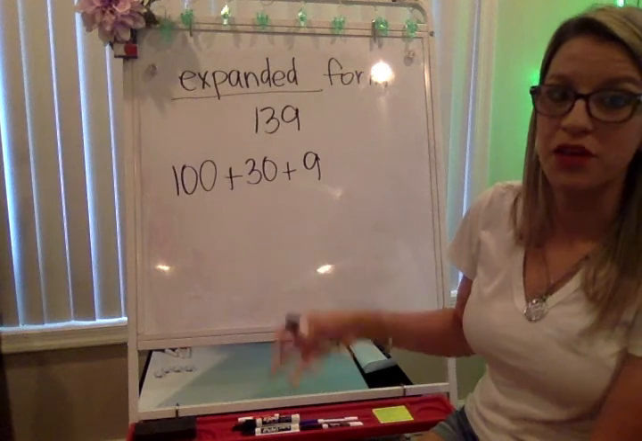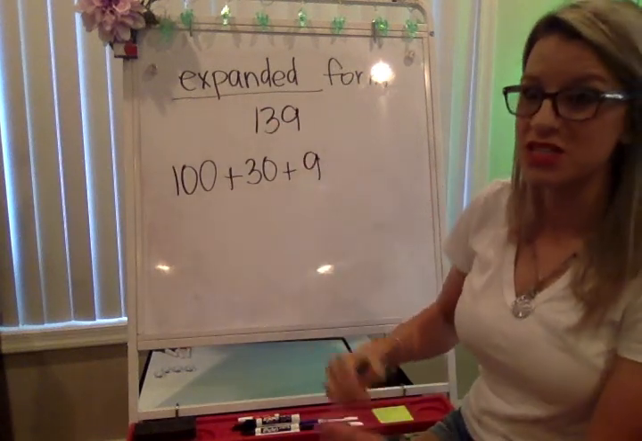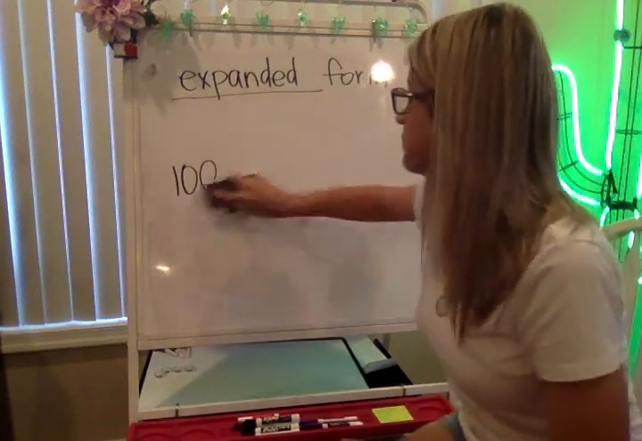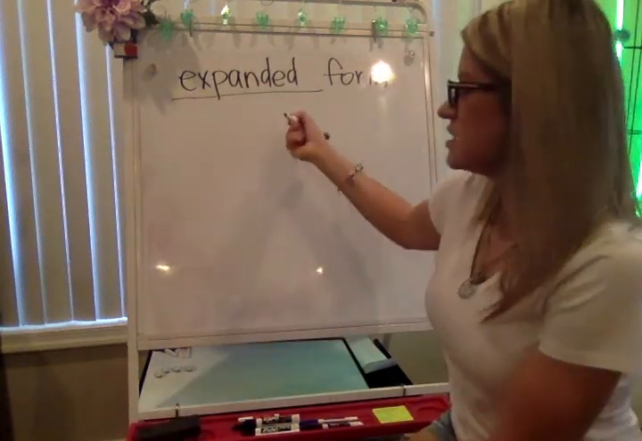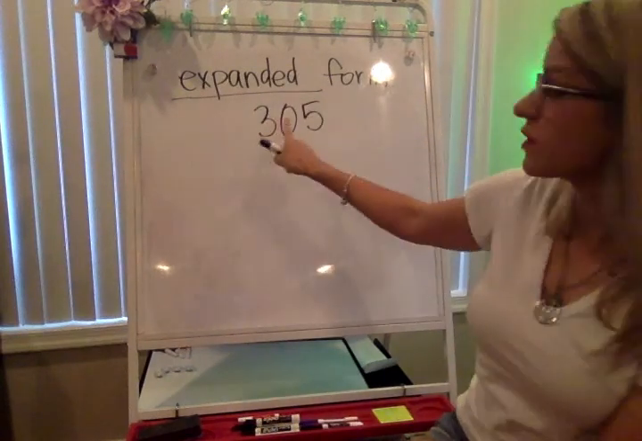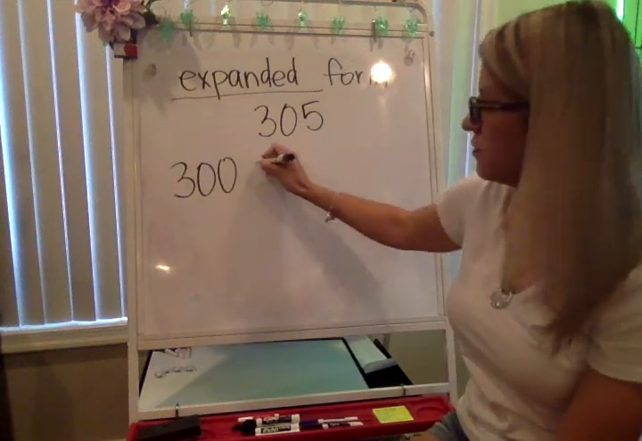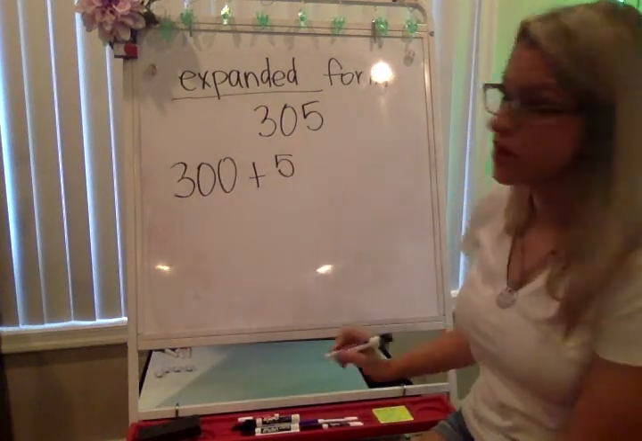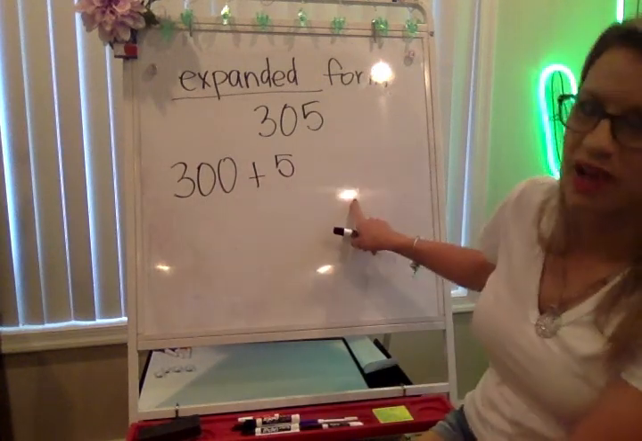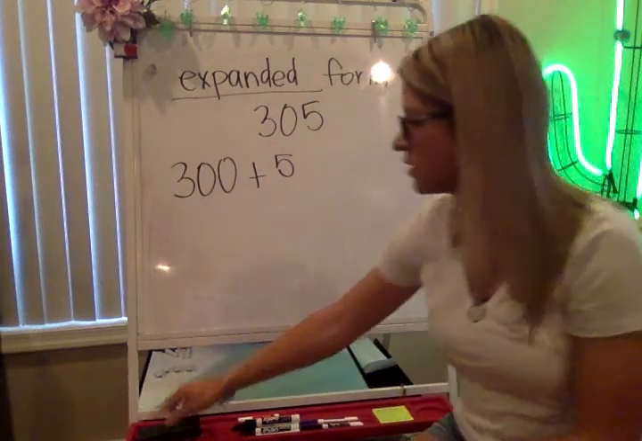If there was a number that you were told to show the expanded form for, but there was a digit that had nothing represented, such as 305, I would just write the expanded form of this as 300 plus 5. I would not write 300 plus 0 plus 5. That wouldn't be how it was written for expanded form.